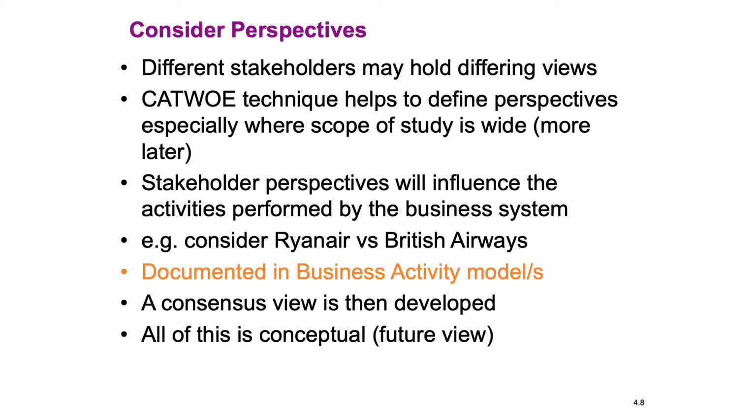So what we may end up with is a number of different BAMs, and those BAMs may differ to each other. So what we then need to do is work with our stakeholders to get to a consensus BAM. And all this is sort of conceptual or future-based. So a CATWO and BAM is always around where we're trying to get to in the future based on that stakeholder's perspective. So coming out of this phase will be this consensus and conceptual business activity model.